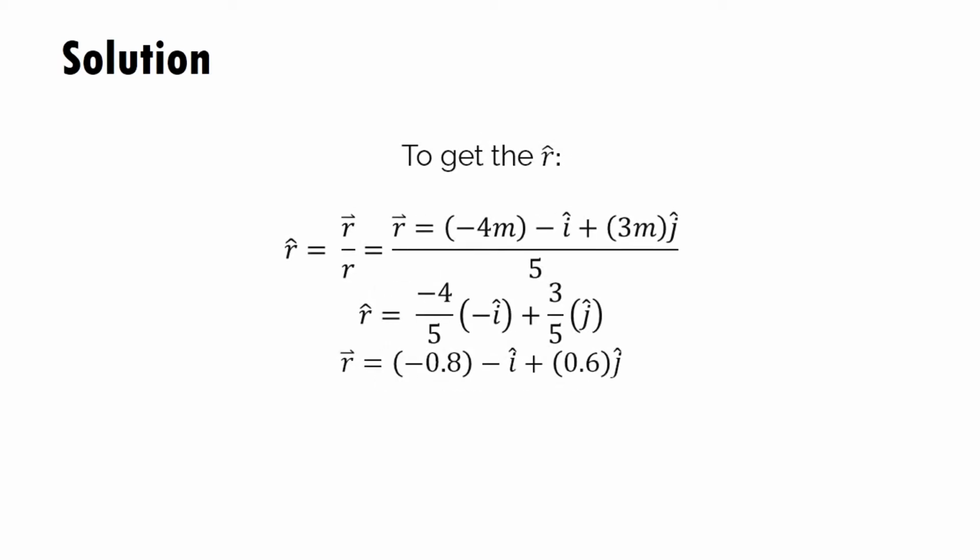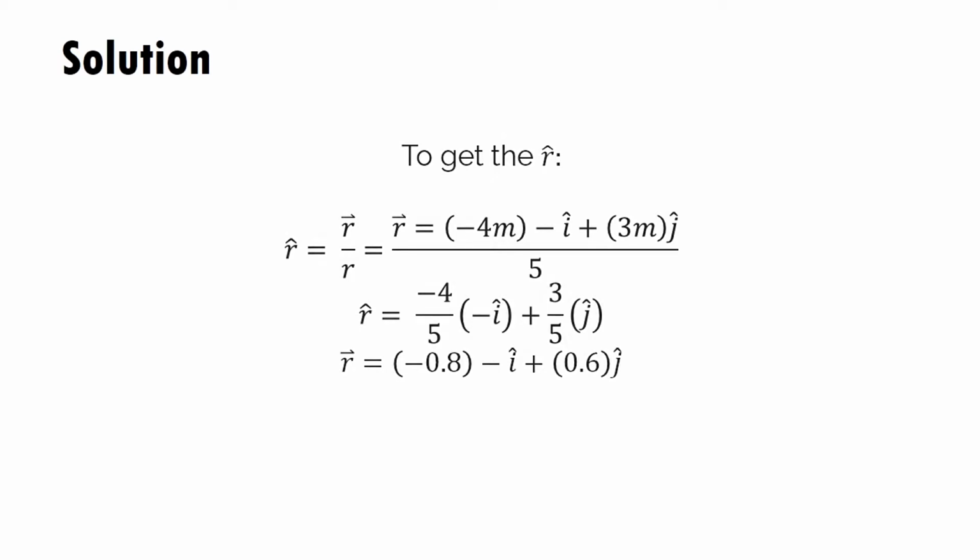Use this value to get the r hat. R hat is equal to r vector over r. Our r vector is equal to negative 4 m in the direction of negative i hat, plus 3 m in the direction of positive j hat. Divide this by our r, which is 5, then we get our r hat, which is equal to negative 0.8 i hat plus 0.6 j hat.